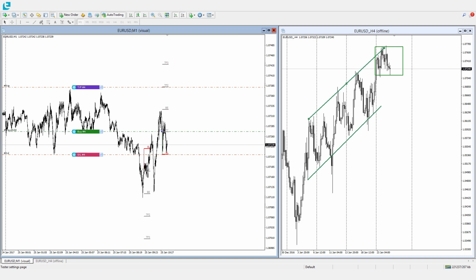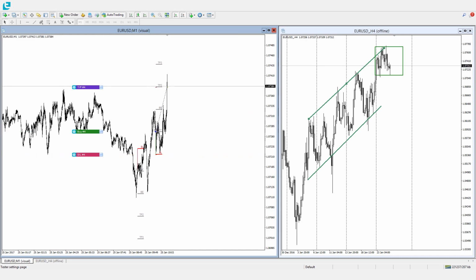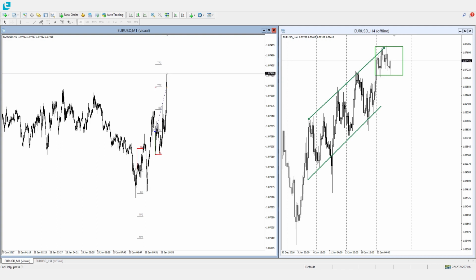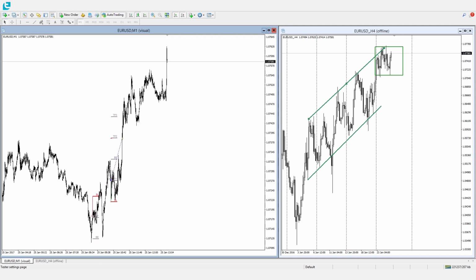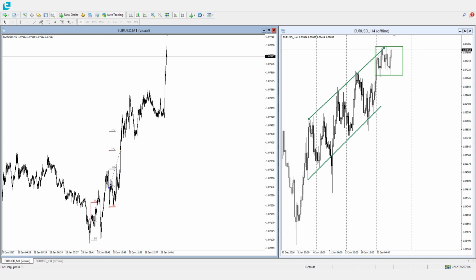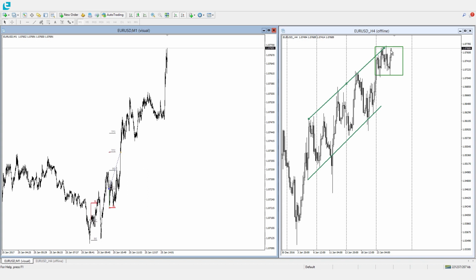Almost hit a stop loss, but let's see. Yeah, take profit 2 hit. Almost hit. Yeah, TP3 also reached. Yeah, as I said earlier, you could have taken the target all the way up to the upper side of the range box.